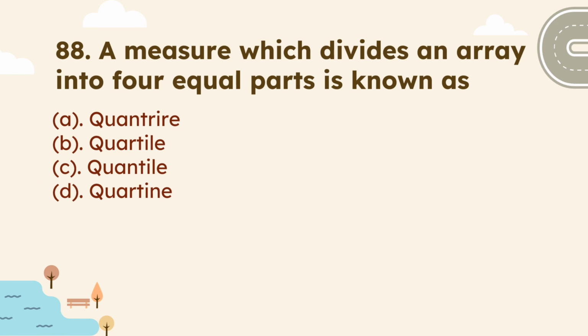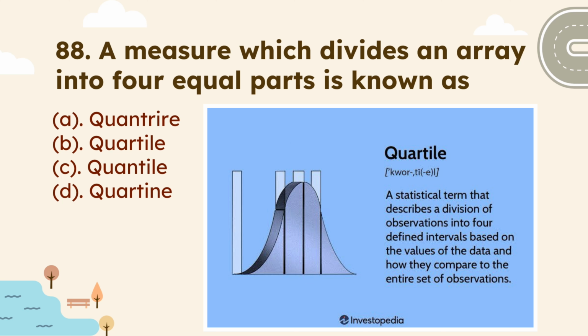Let's move to the next question. A measure which divides an array into 4 equal parts is known as. So correct answer of this question is option B, quartile.